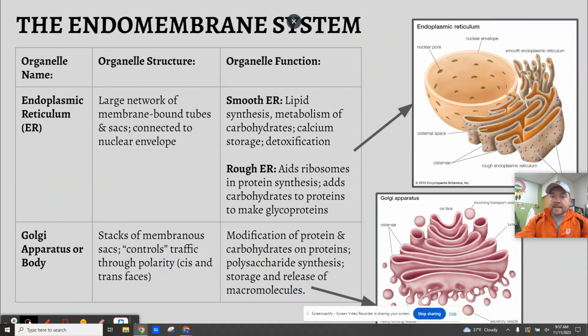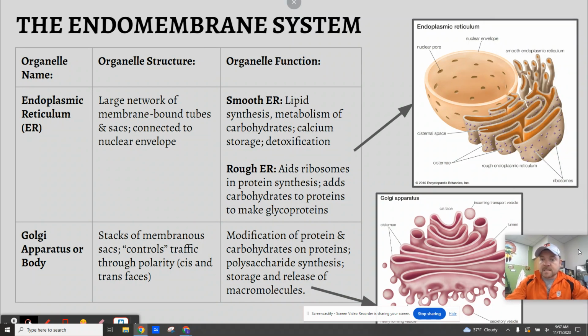The endomembrane system. So this will be a couple of different slides for us. You can see membrane. We see a lot of folds in structures like this. Okay, so we'll start with the endoplasmic reticulum, and then we'll work our way to the Golgi. The endoplasmic reticulum is going to be a large network of membrane-bound tubes and sacs connected to the nuclear envelope. So our nucleus is right here.